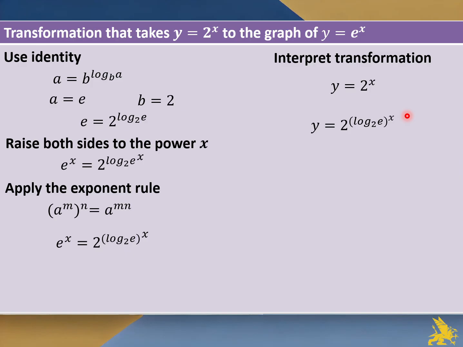So that means what is happening? What's happening to that x? We've got a k value, which is talking about dilation. So k is equal to log base 2 of e. Because it's next to the x, it's going to be a compression, which means it's a compression of 1 over log base 2 of e.